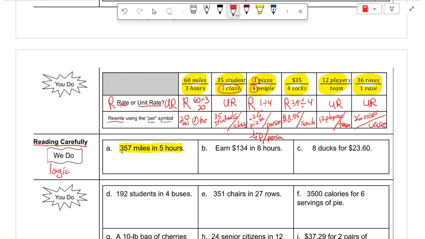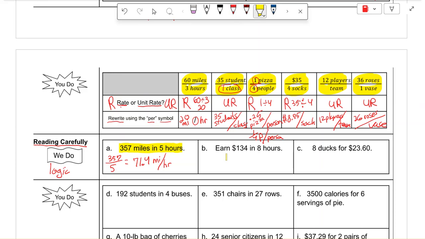Okay? So this is 357 miles in 5 hours. So we want to know how many miles we're probably going in 1 hour. So we're going to write it as 357 divided by 5. And when you do that, you're going to get, in your calculator, 71 and 4/10 miles per hour.